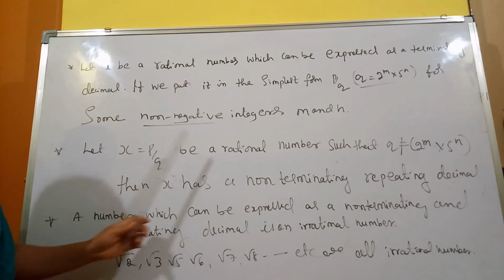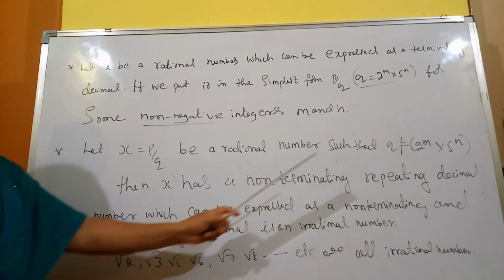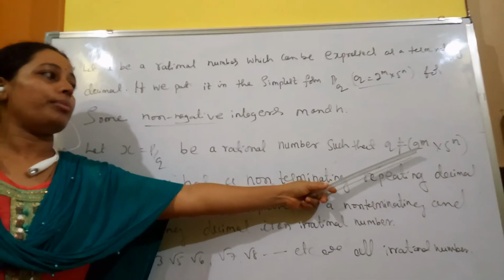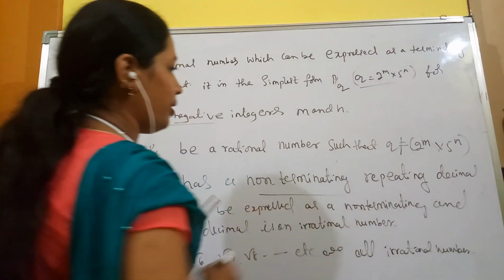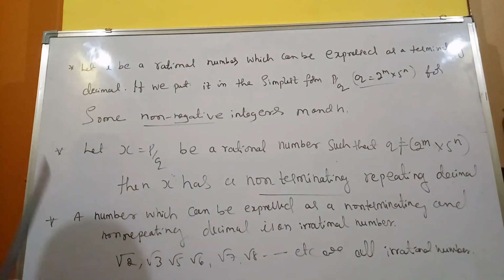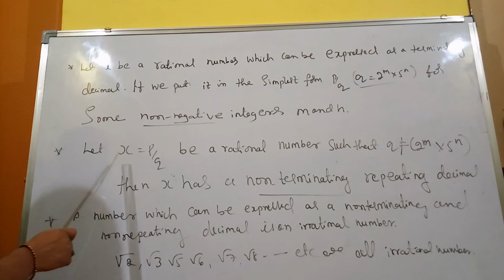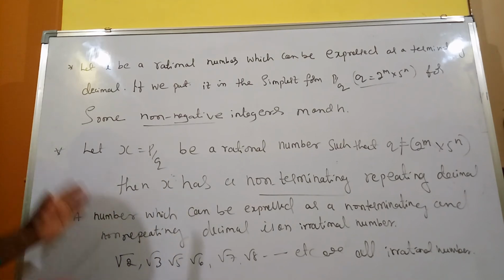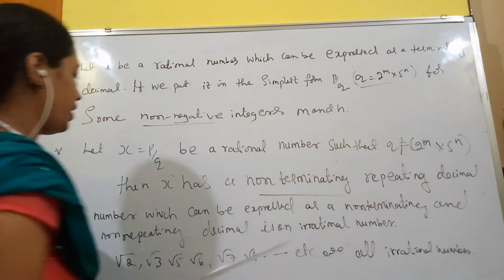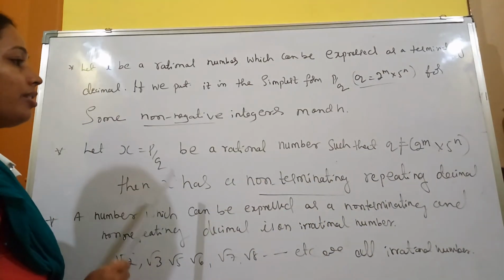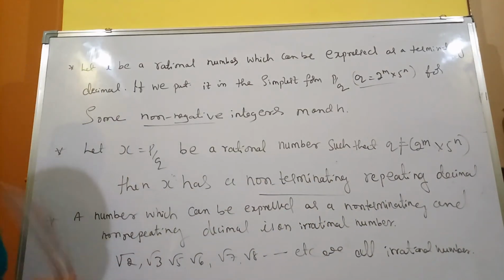So next, let x equal to p by q be a rational number such that q is not equal to 2 power m into 5 power n. Then we can say that it is a non-terminating repeating decimal expansion. When x is equal to p by q, but this q is not of the form 2 power m into 5 power n, then x has a non-terminating repeating decimal.